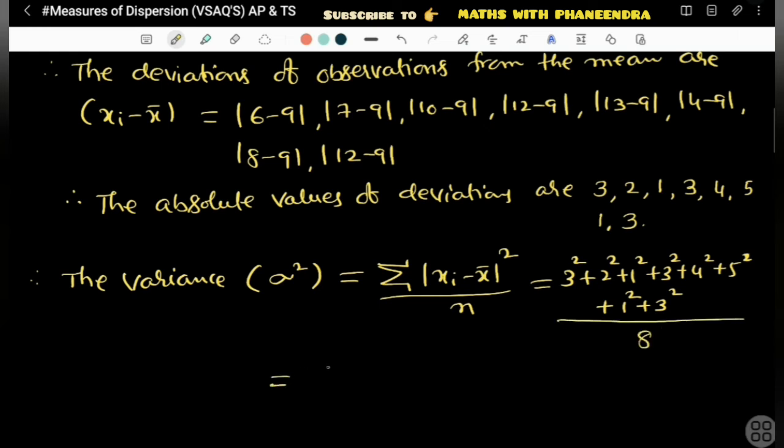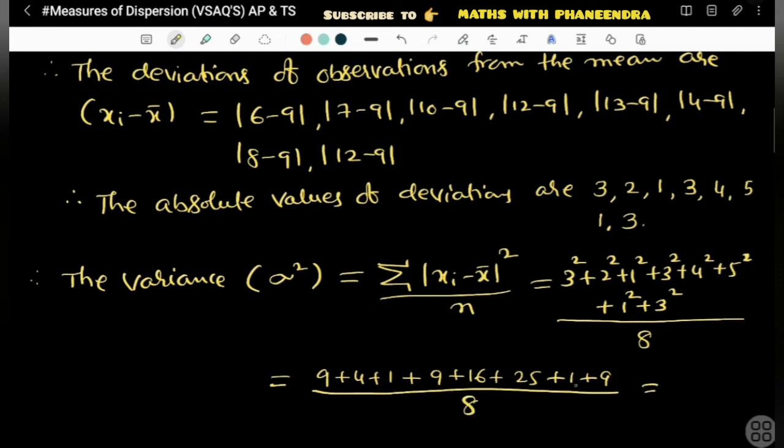So which is equal to, if you add all, 9 plus 4 plus 1 plus 9 plus 16 plus 25 plus 1 plus 9, divided by 8. If you add all these values, 9 plus 1 is 10, 10 plus 25 is 35, 35 plus 25 is 60, 65, 65 plus 9 is 74, 74 by 8.